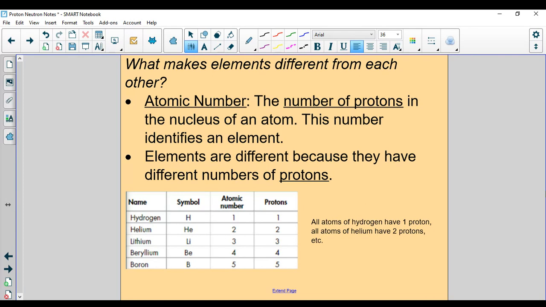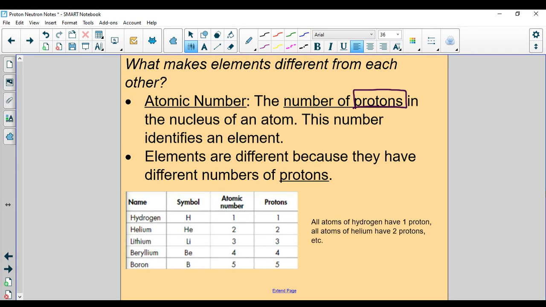Now, what makes elements different from each other is going to be based on the atomic number. When we look at a particular type of element, the atomic number is equal to the number of protons in the nucleus. You'll notice on the periodic table that they are arranged by atomic number, and each element box specifically identifies that number for the element. If there are different numbers of protons, that would mean it's a different type of element.